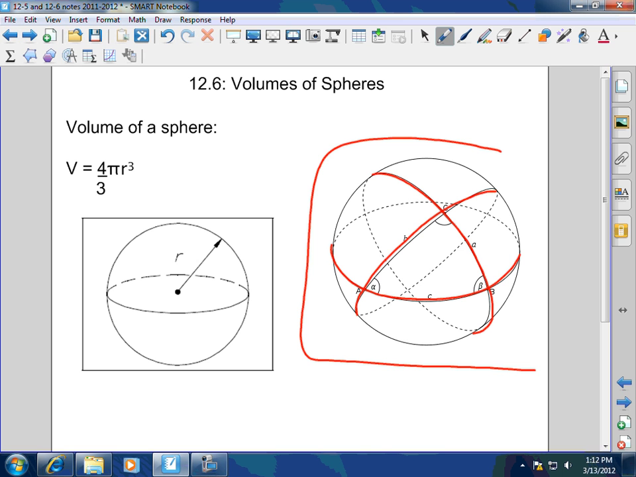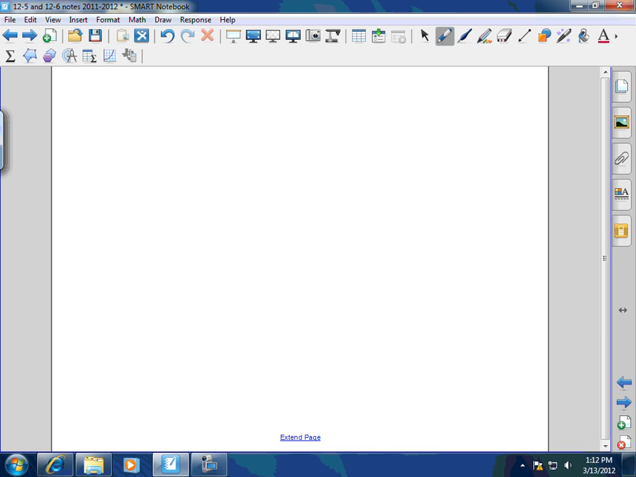Now this is just r cubed, 4/3 pi r cubed. Again, I'm not going to go through the proof. Just accept, I promise you that is the formula. And that's literally it. So I could give you an example like this.